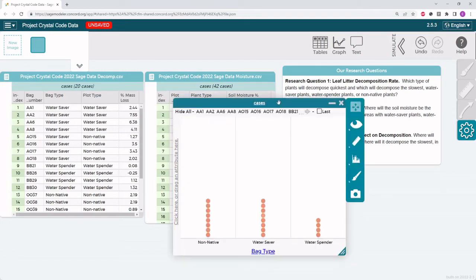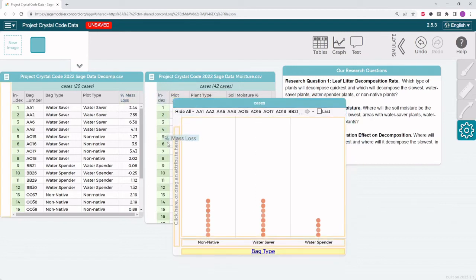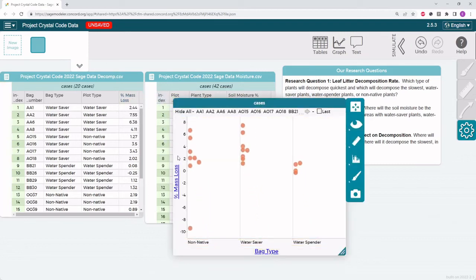You'll notice that when I plot that down, it separates it into three different columns: non-native plants, water saver plants, and water spender plants. Next, I want to see what that percent mass loss is for each one of these categories. So I'm going to go ahead and take that percent mass loss and drag it on over to the y-axis. You'll notice that all of a sudden my points move and now are aligned with a percent mass loss on the table. So how do we read this?